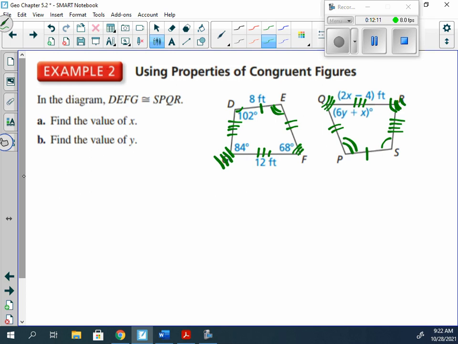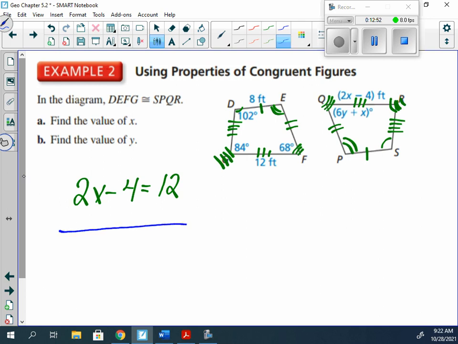Now, we're asked to find the value of X and Y. If we look at the figure with X, it tells us that the side length is 2X minus 4, yes? Well, what does it correspond to? GF, which has a side length of 12. So we're saying 2X minus 4 is equal to 12, because those two side lengths are congruent. If the side lengths are congruent, they have the same measure. So we can go on and solve this for X.